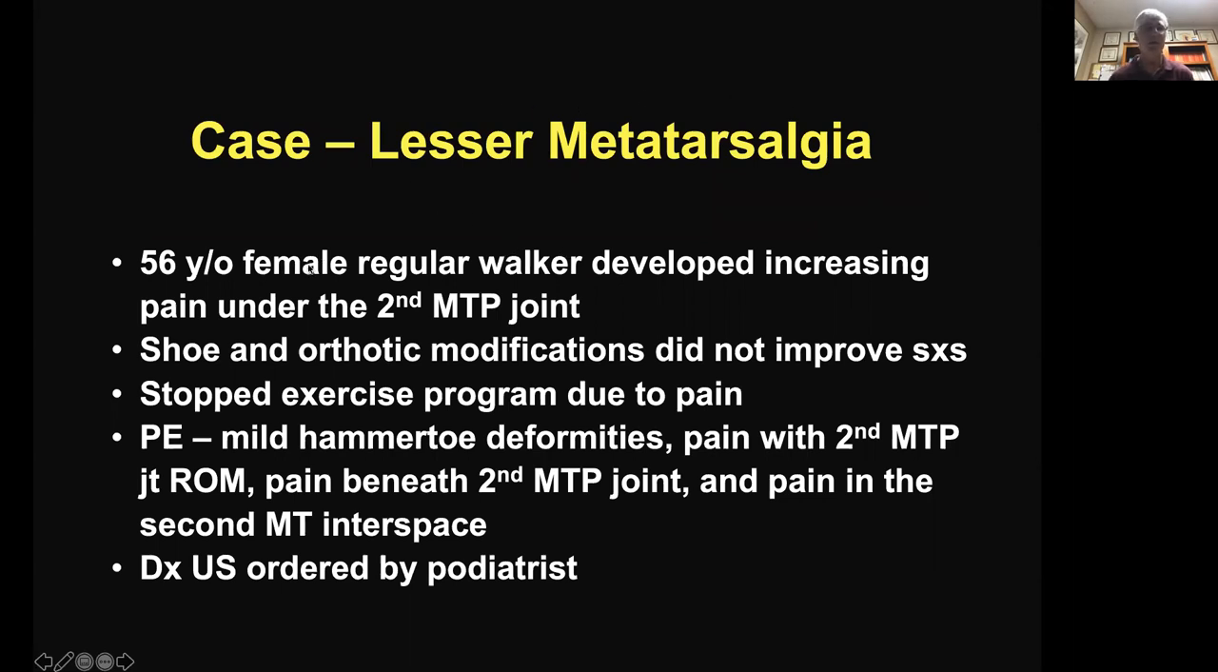So this case of lesser metatarsalgia is a 56-year-old woman. She's a regular walker, and developed increasing pain under the second MTP joint. She had been working with this and tried to modify orthotics and types of shoes without improvement. She actually had to stop her walking program due to the pain. She was referred by the podiatrist for a diagnostic ultrasound to help define the etiology of the lesser metatarsalgia. I always perform a quick physical exam before starting the ultrasound, and she had mild hammer-toe deformities. She had pain at the second MTP joint with range of motion. She had pain beneath the second MTP joint, as well as pain in the second metatarsal interspace.